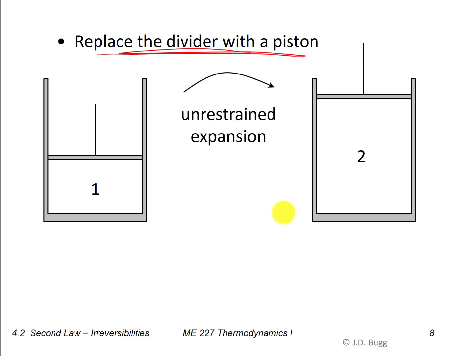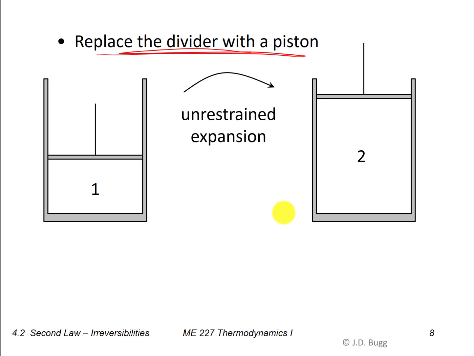It just suddenly finds that it's able to occupy a larger volume, and so the random motion of the molecules makes it do that. So these two scenarios that we looked at are exactly the same as far as the gas is concerned. I've just replaced that divider by a piston because we want to go further and investigate whether we can undo this process or not.